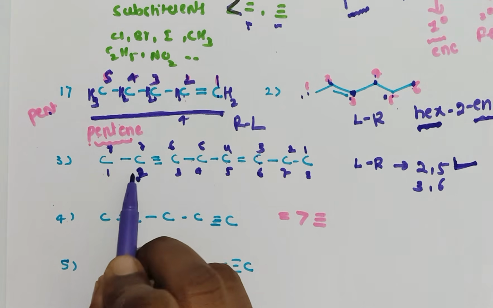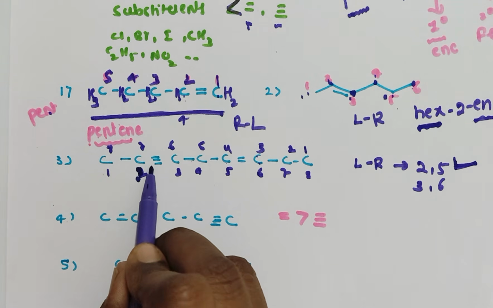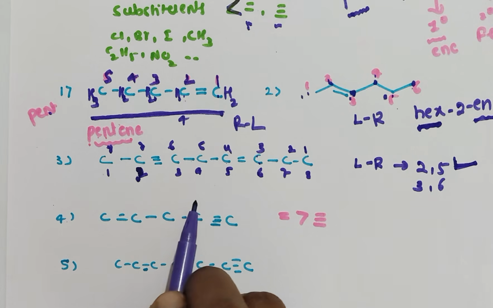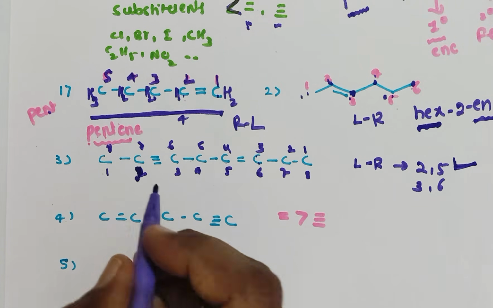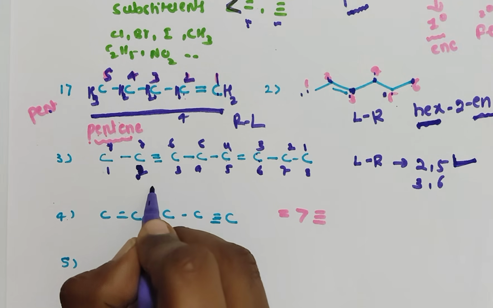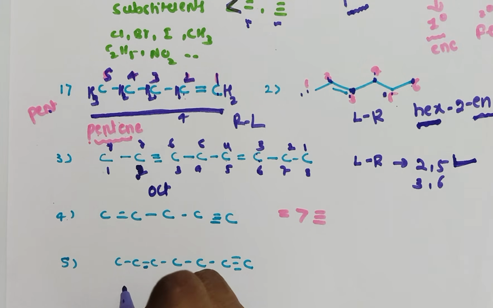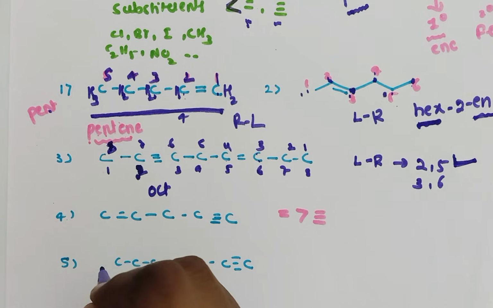Left to right means for carbon number 2 triple bond, carbon number 5 double bond. Again there is no prefix in the compound, therefore directly move towards word root. Word root is what? Oct. Word root is oct. Why? Because 8 carbon atoms are there in our chain.